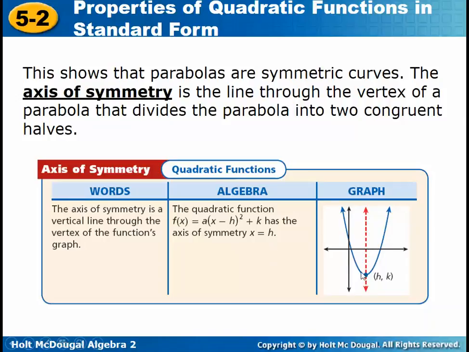The axis of symmetry is a vertical line, and we know that vertical lines are always of the equation x equals the x-coordinate that the line goes through. So if the vertex is (h, k), where h is the x-coordinate and k is the y-coordinate, then the equation of the axis of symmetry would be x = h.